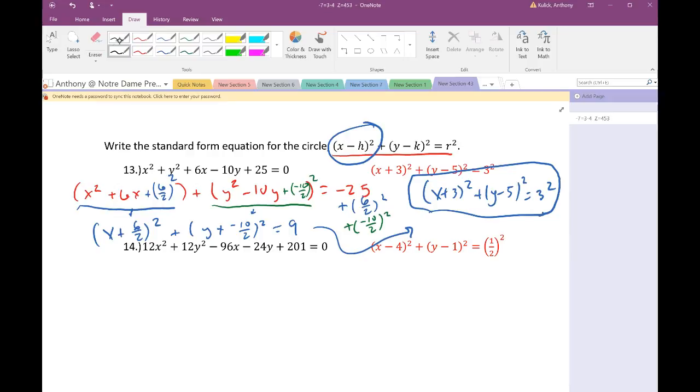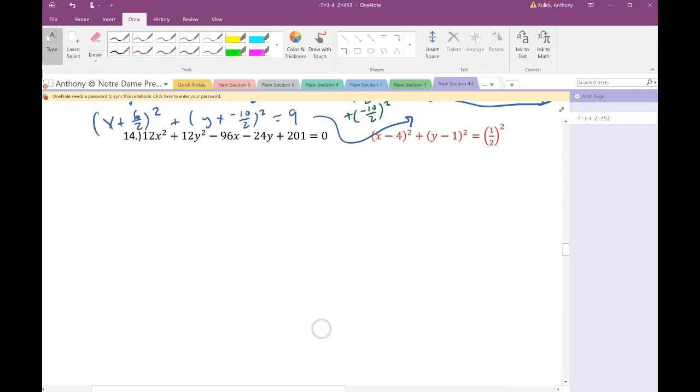That's not a big deal. If you wrote 9 instead of 3 squared, no big deal. Although technically the equation is r squared. So I wrote it as an r squared, but no big deal. 14 is similar.